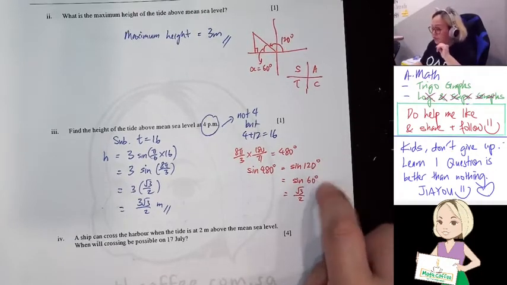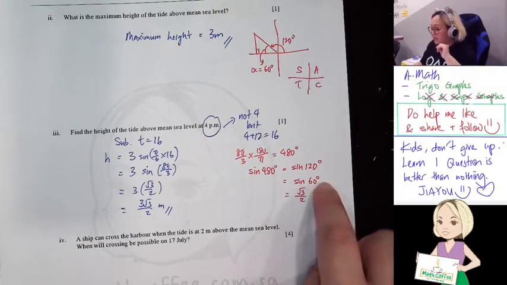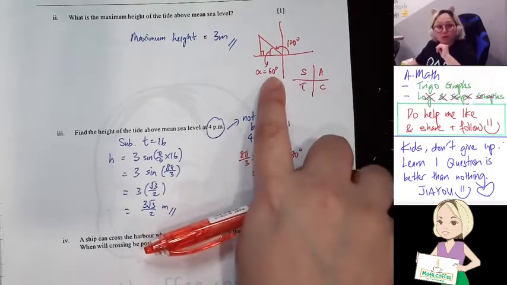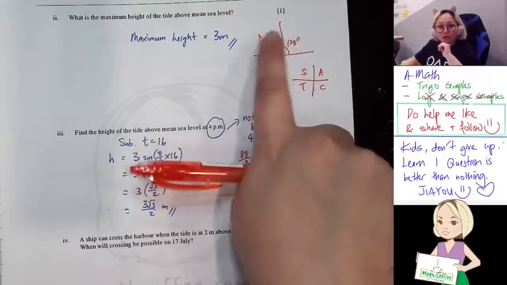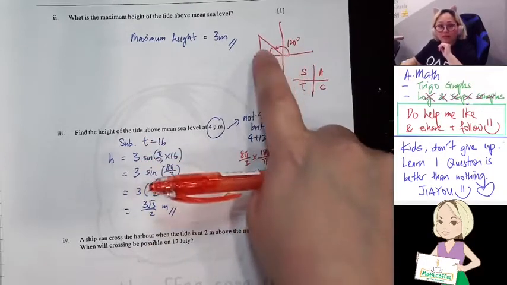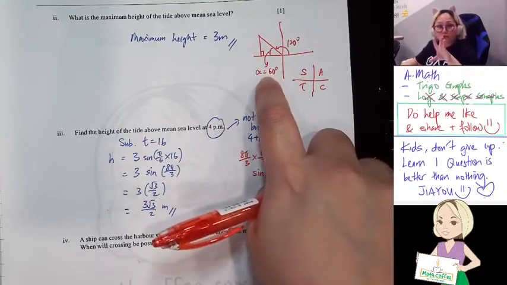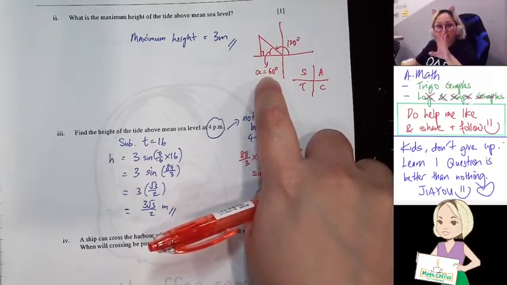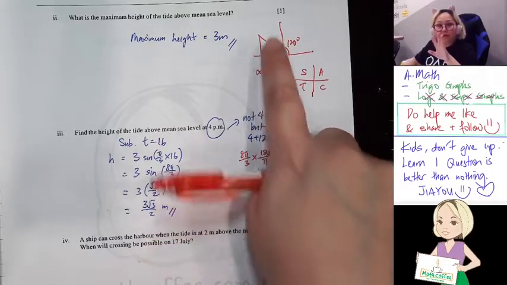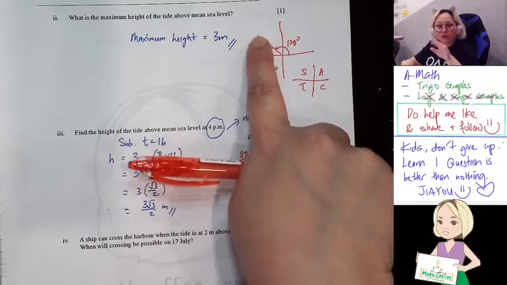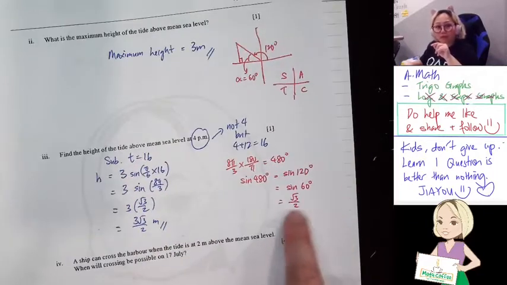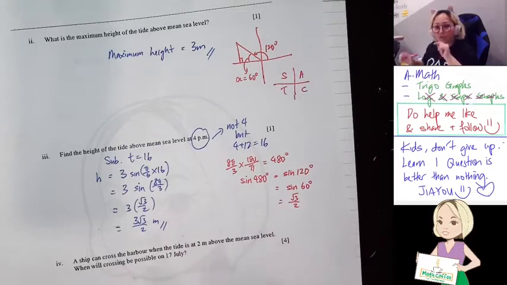Sine 120 is equal to sine 60. Why is it equal to sine 60? It is because the basic angle is 60 degrees. 120 goes to the second quadrant, and it gives us a basic angle of 60 degrees. So the trigo ratio is the same as sine 60. And because in the second quadrant it is also positive, that's why they are the same. I don't have to put negative or anything. Okay?